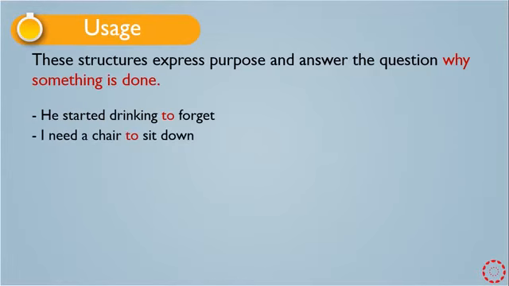Look at this example. He started drinking to forget. I need a chair to sit down. It means in these two examples we answered the question why: why did he start drinking to forget, why I need a chair to sit down.